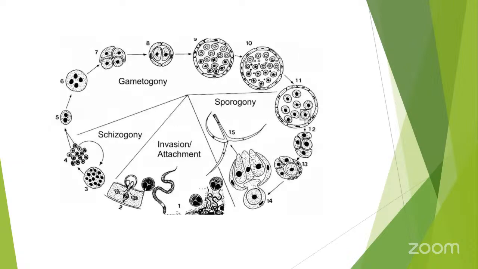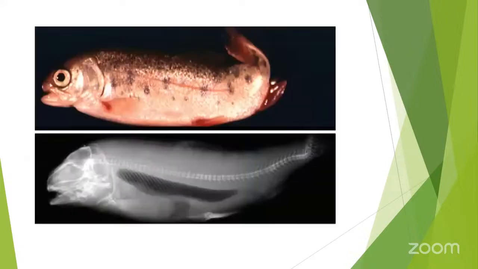Now, this is how the life cycle looks. These are the stages that we see. See how the parasite invests, the invasion, that is how it gets attached to the fish. Then schizogony, gametogony, and sporogony, how the spores are released, and again how the new life cycle starts.